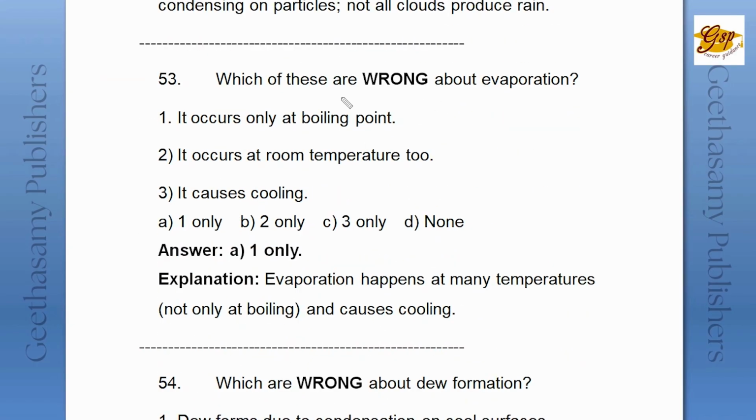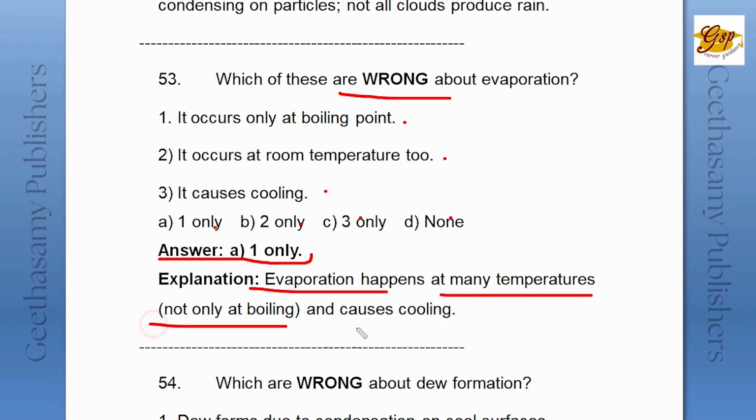The 53rd question. Which of these is wrong about evaporation? 1. It occurs at boiling point. 2. It occurs at room temperature. 3. It causes cooling. The choices are 1 only, 2 only, 3 only, none. The wrong statement is 1 only. Evaporation happens at any temperature, it need not be boiling. Okay, so that's the reason.